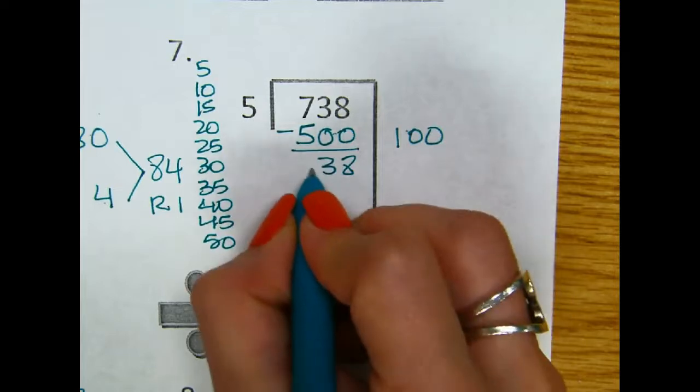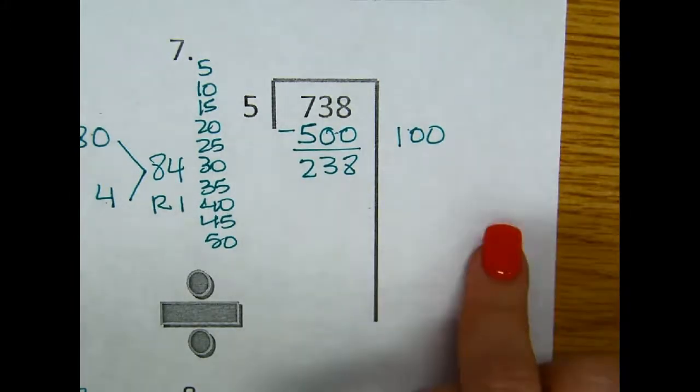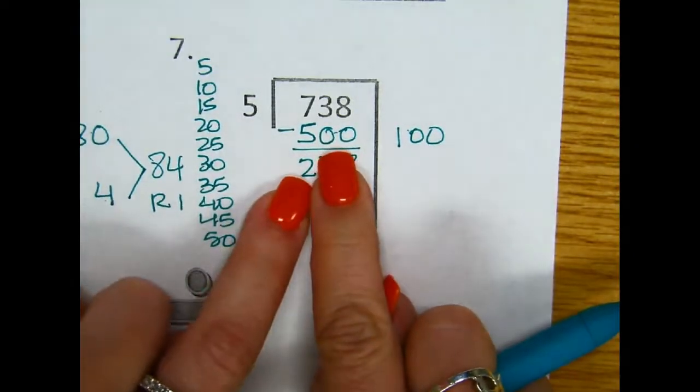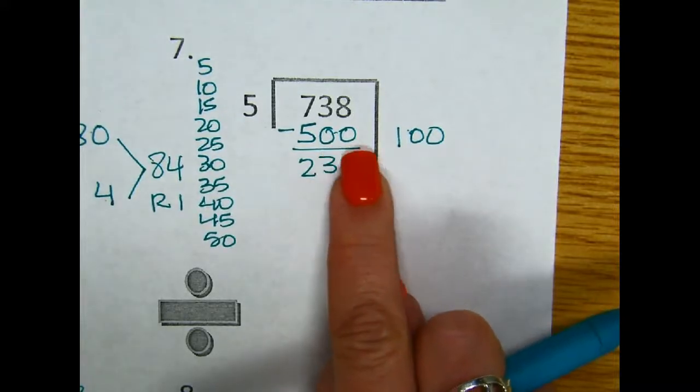So we have 8, 3, 2. Okay, that's all right. We have 238 left to deal with. That's not near as much, is it? But we can do this. It's like a brand new division problem. We cover up everything but the first digit. We only have 2. Can we put it into equal groups of 5? No. So reveal the second digit, 23.